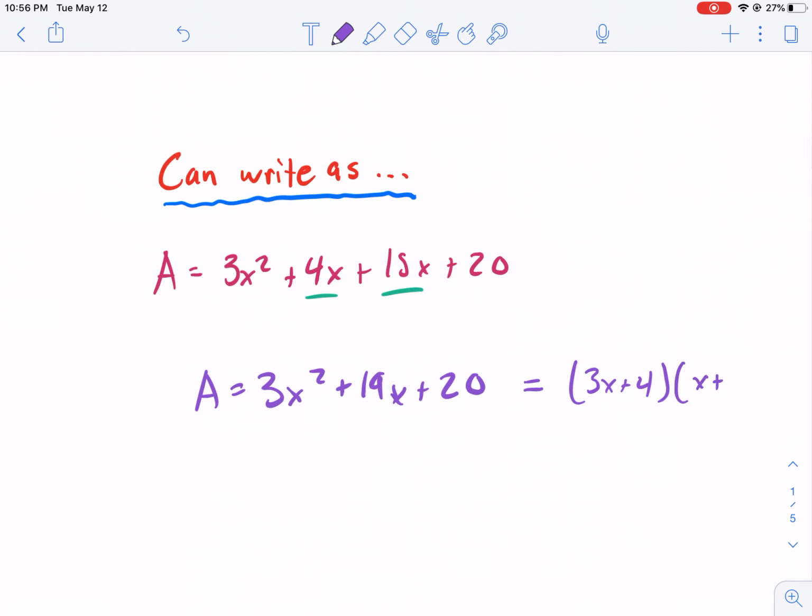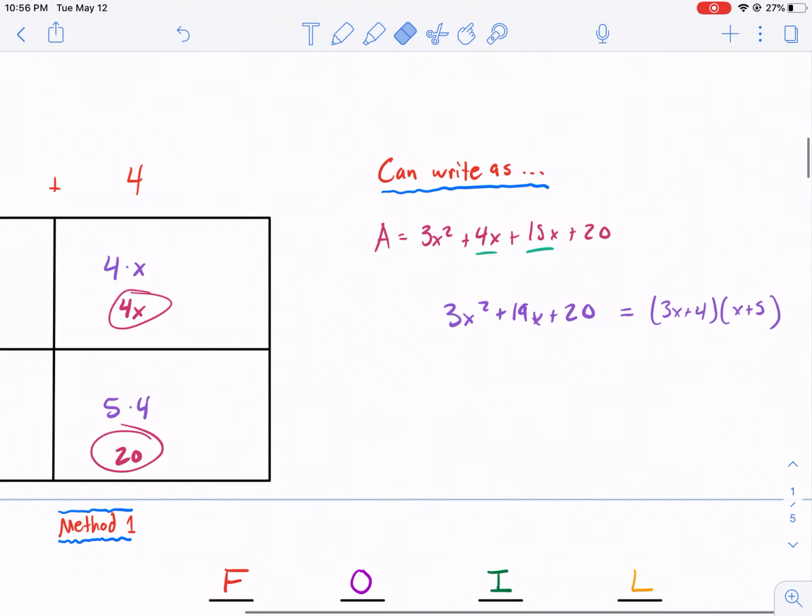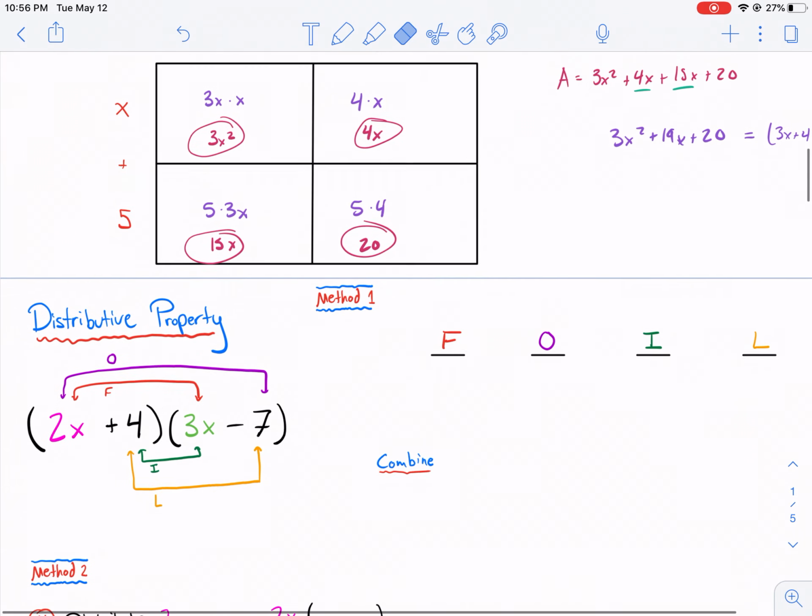Now, if you want, you can go ahead and form a grid for each one of these types of problems, but to me that takes a little bit too long, so there are a couple shortcuts that I'm going to show you just now.